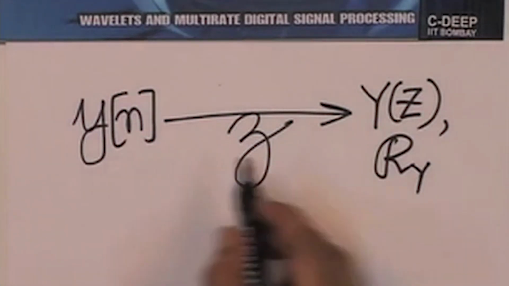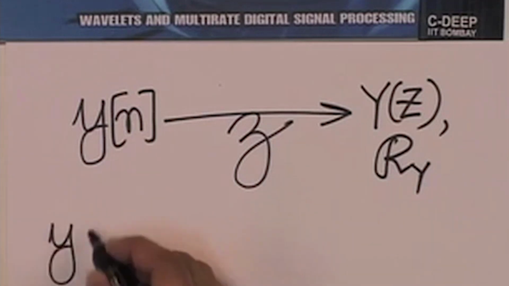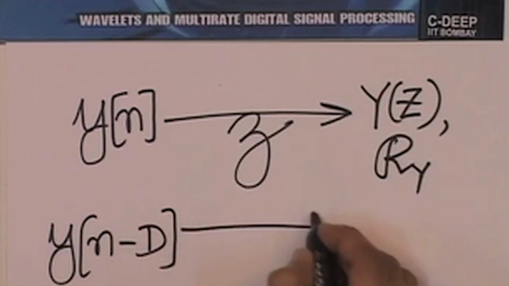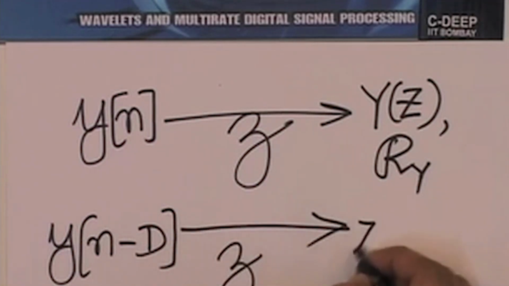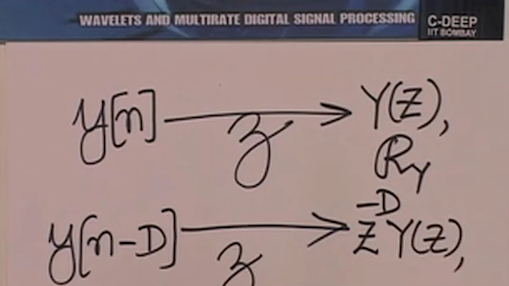So, if y of n has the z transform given by Y of z with a region of convergence R_y, then y of n minus d has the z transform given by z raised to the power minus d times Y of z, and the region of convergence is at least R_y, if not more. Sometimes the region of convergence might expand a little beyond R_y.